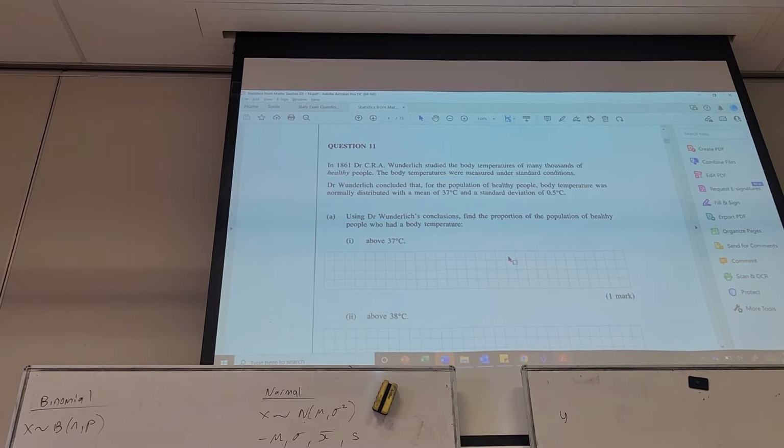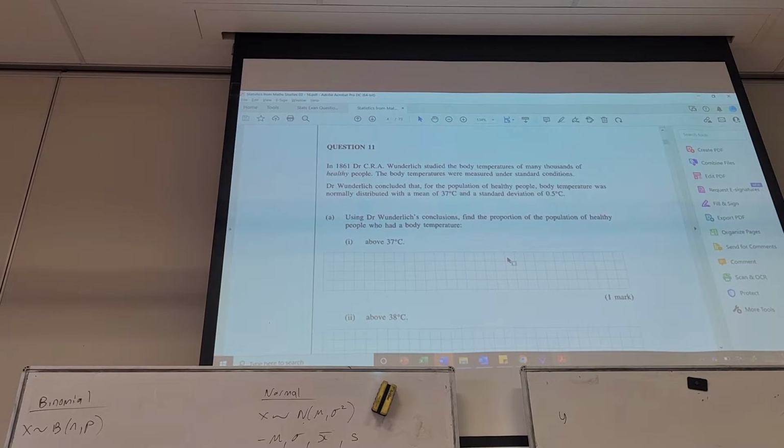In 1861, Dr. C.R.A. Wunderlich studied the body temperatures of many thousands of healthy people. The body temperatures were measured under standard conditions. Dr. Wunderlich concluded that for the population of healthy people, body temperature was normally distributed with a mean of 37 degrees and a standard deviation of 0.5 degrees. Using Dr. Wunderlich's conclusions, find the proportion of the population of healthy people who had body temperature of above 37 degrees and above 38. Excellent.